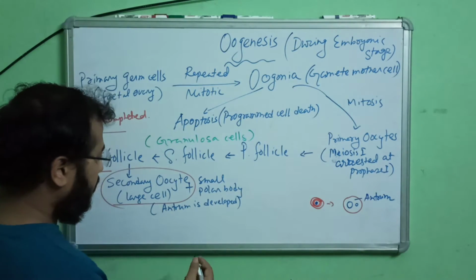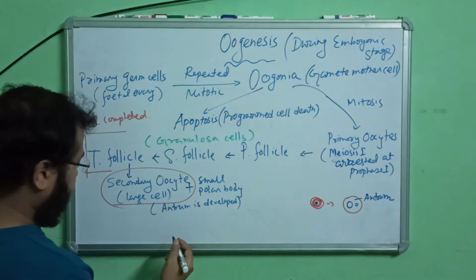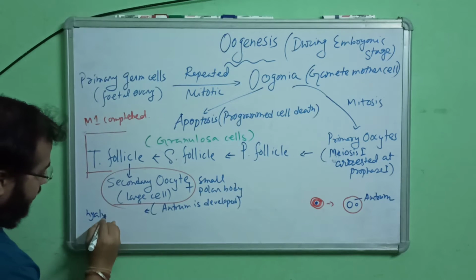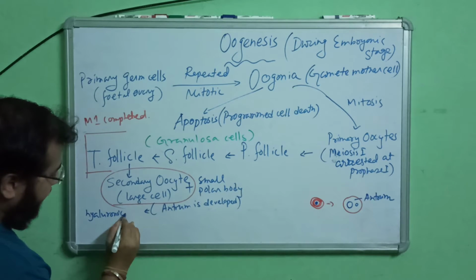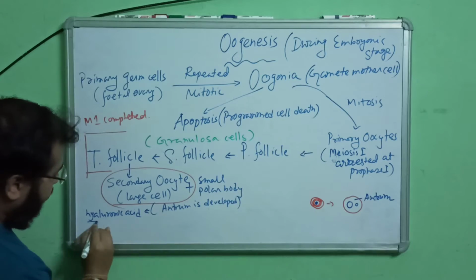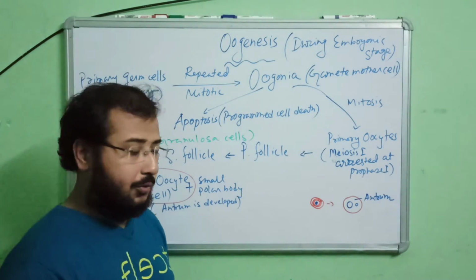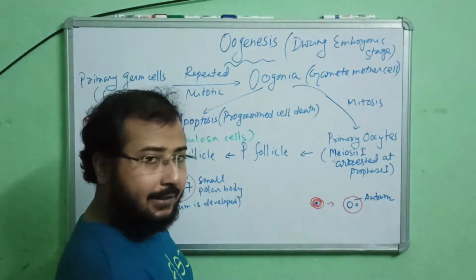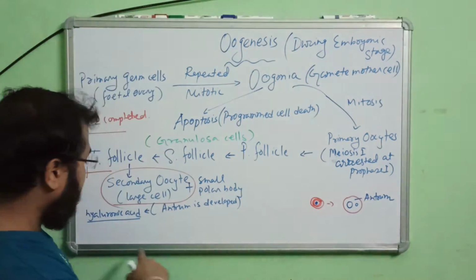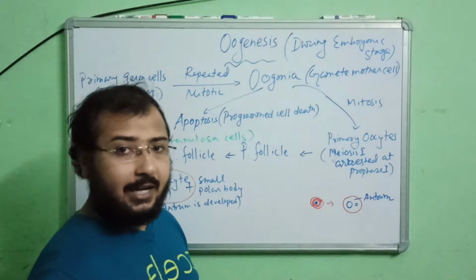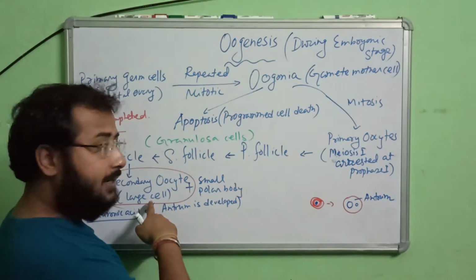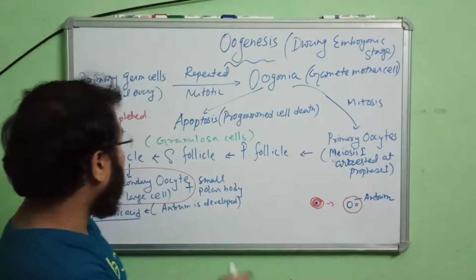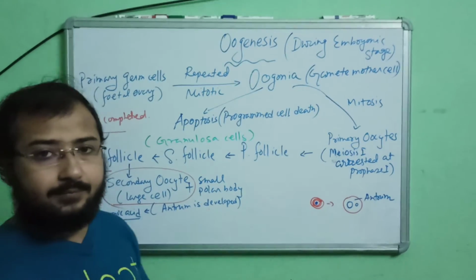Okay, so I am writing here only hyaluronic acid. Why I am telling the fact, you will come to know. Remember this. Okay, so I have seen antrum, the cavity which is rich in hyaluronic acid, and within the cavity I see the two cells, secondary oocyte and the small polar body after meiosis 1 completion.